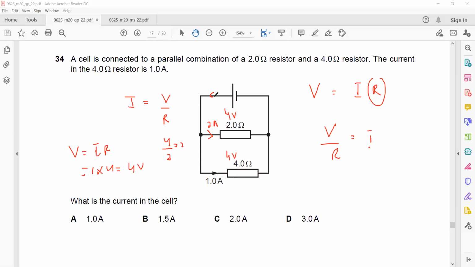So what is the total current entering from the cell? The total current in the cell. If in one branch it is 2 ampere, and in the other branch it is 1 ampere, what is the total current?